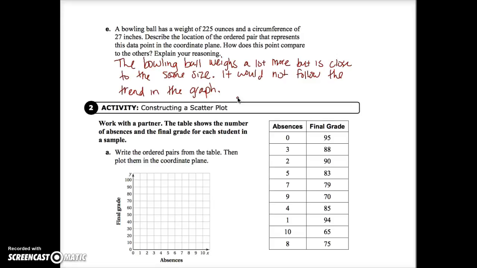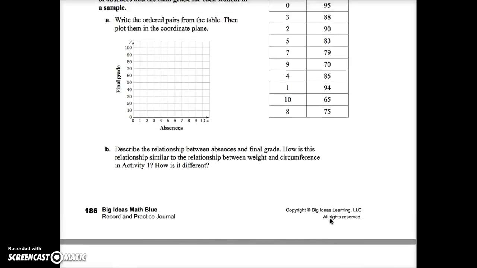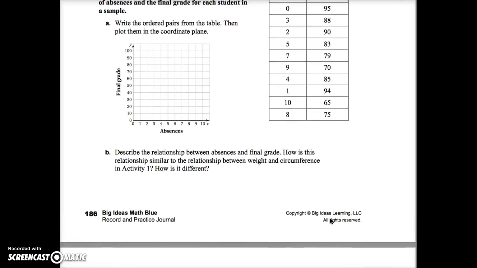All right, so moving on to activity 2. It says the table shows the number of absences and the final grade for each student in a sample. So we have the number of absences that they have and then their final grade that they received in that class. So A says to write the ordered pairs from the table and then plot them on the coordinate plane. So you could write the ordered pairs right out here to the side. Okay, we would have 0, 95, 3, 88.